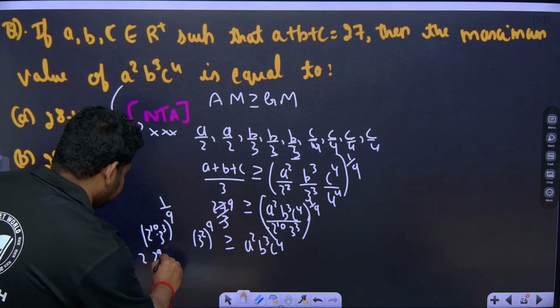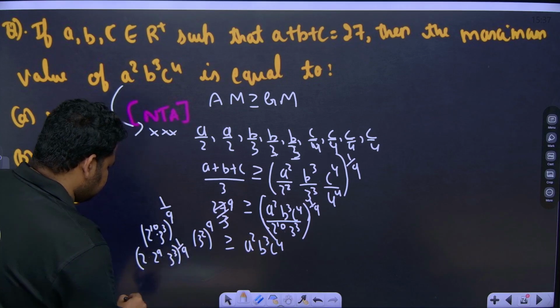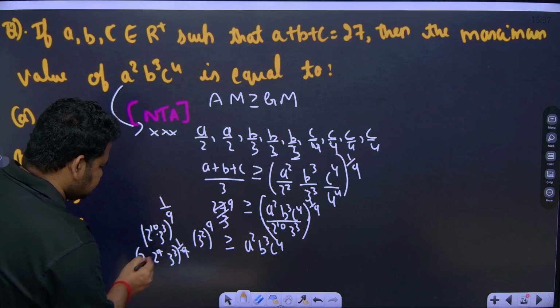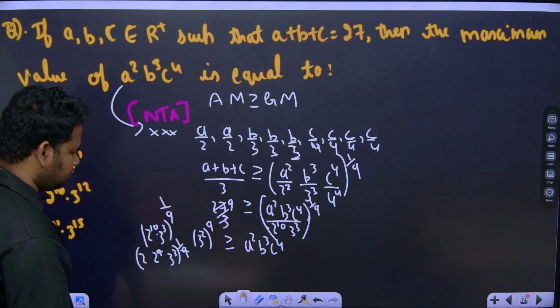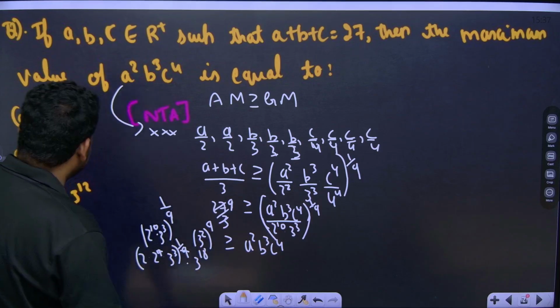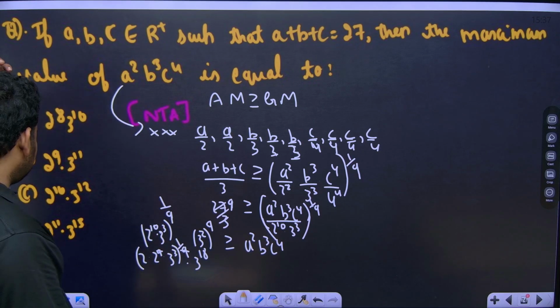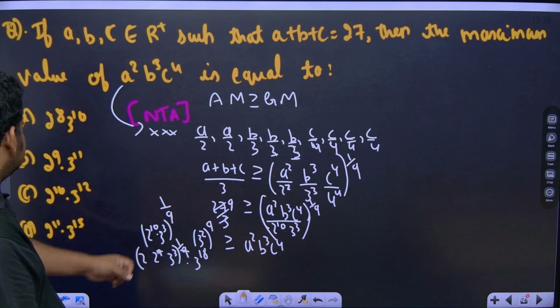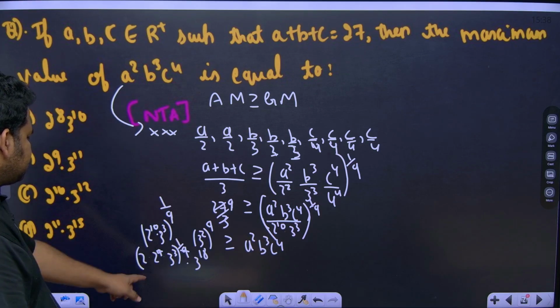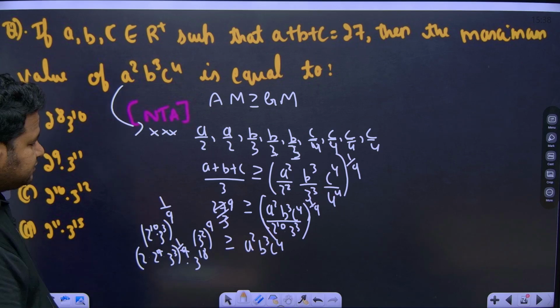2 into 2 to the power of 9, 3 into 3 to the power of 9. Now what will happen, this and this will cancel. Now what I have, 3 to the power of 18. Now what will happen to this one, 3 cube is there, 3 to the power of 18 is there. What will happen to this?